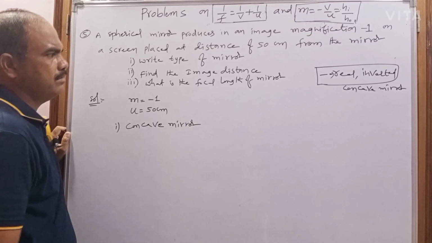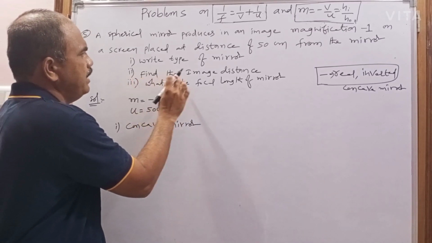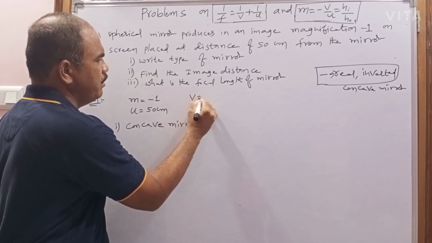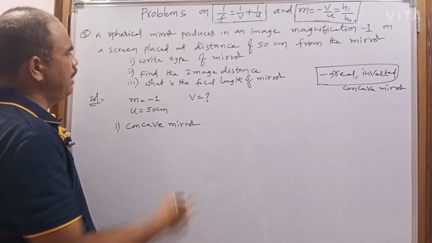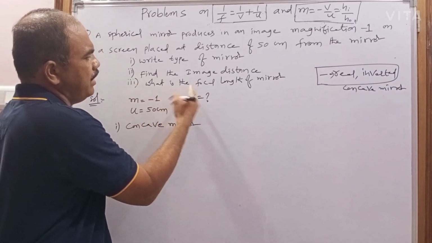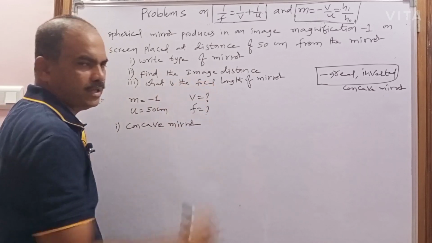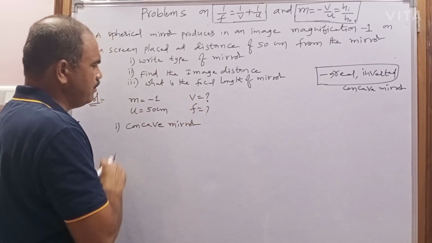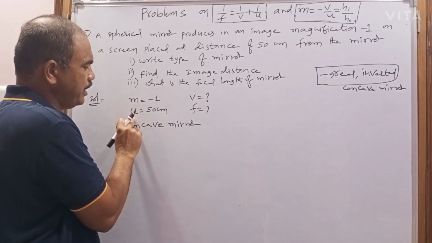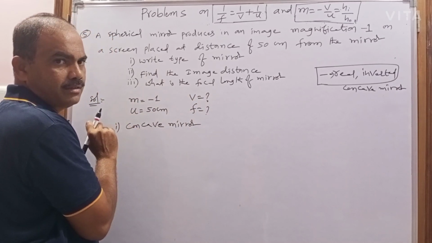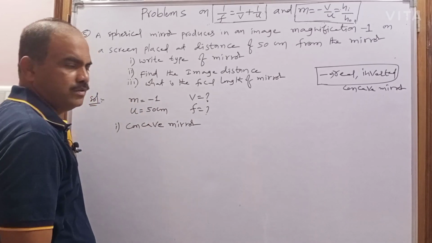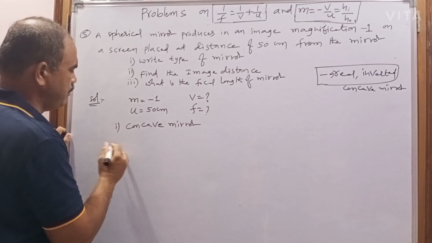Okay. Next, what is the second question? Find the image distance V. And what is the third question? What is the focal length you have to find? To find the image distance and focal length, what is given? Magnification is given, object distance is given. So which formula is suitable? First, the magnification formula.